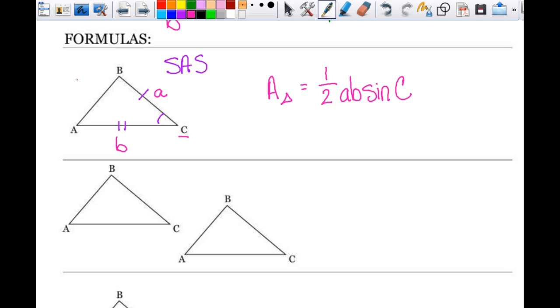So let's say that I don't have side angle side, that instead I am given the angle side angle, or even the angle, side information.